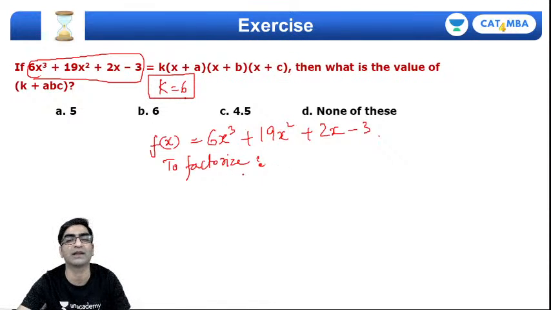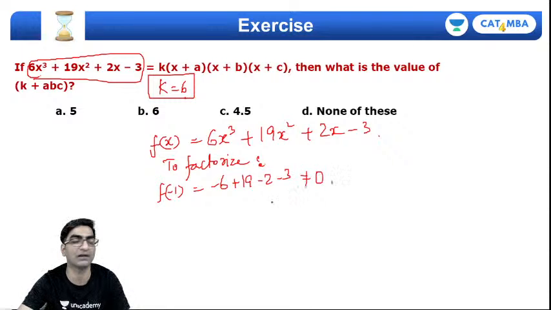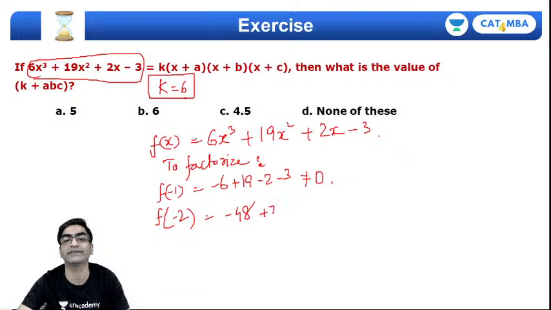So let me put minus 1, so let's say f of minus 1. What will happen? You'll get minus 6 plus 19 minus 2 minus 3. That's not 0. Clearly not 0. What about minus 2? F of minus 2. 6 into minus 8 is minus 48. This is 19 into 4, 76. This is 2 into minus 2, that's minus 4. And that's minus 3, right?